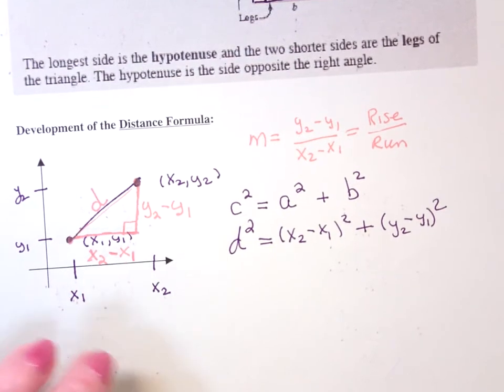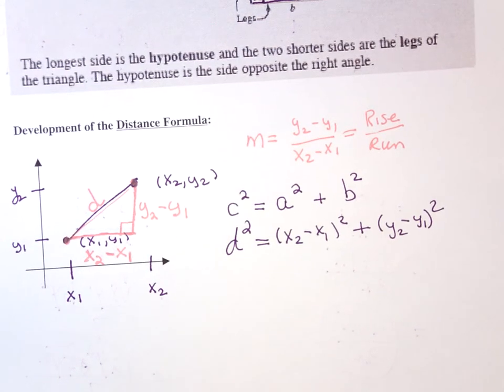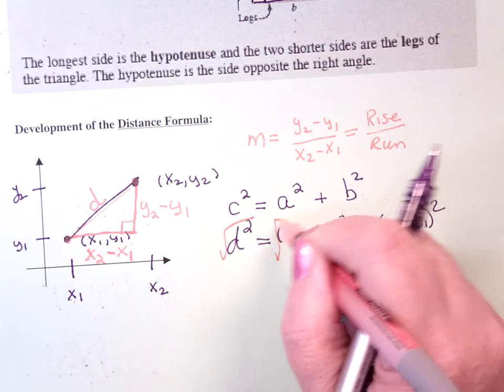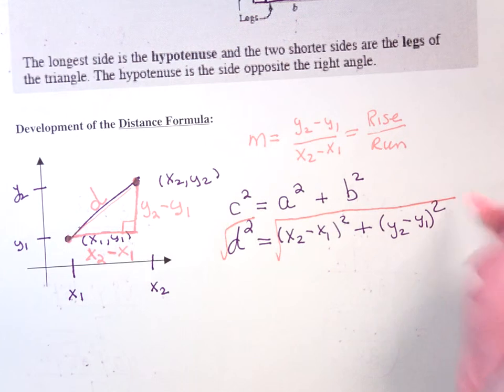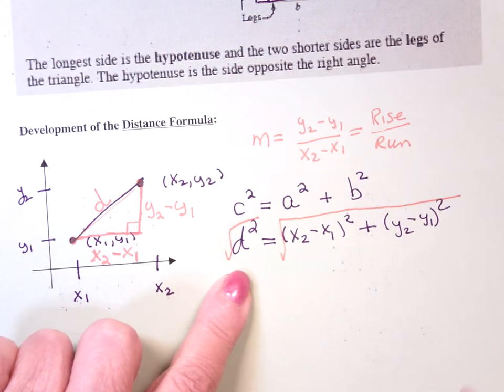Now, I don't want d squared, that would be the distance squared. I want d. So what do I do? I unsquare it, which is the square root. What I do to one side, I must do to the other. I'm going to square root both sides. What is the square root of d squared? d.